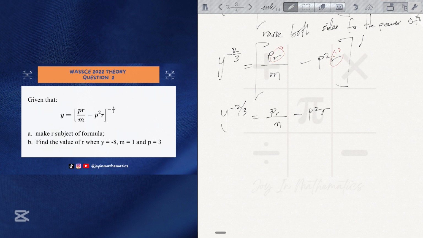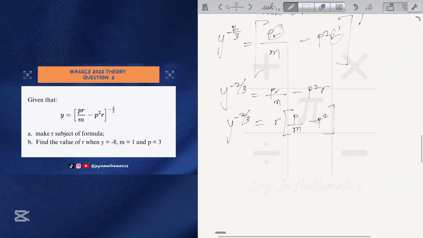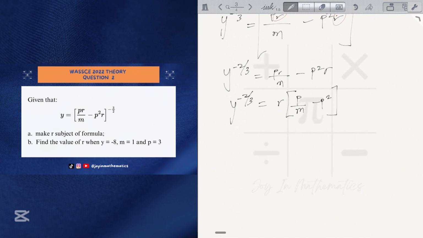So we are gaining progress, and what we have to do now is to factorize with r. If we factorize this side with r, we'll be left in the bracket with p over m minus p squared, and the left hand side will still remain y raised to the power minus 2 over 3. Now to make r the subject of the formula, I have to divide both sides by this component, p over m minus p squared.